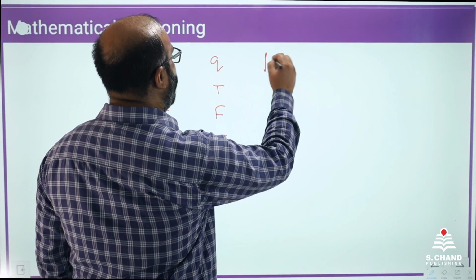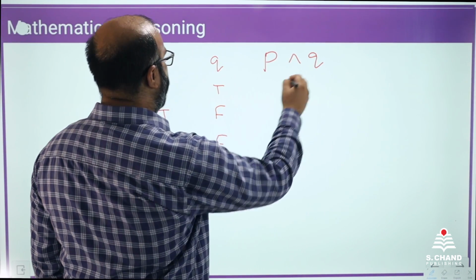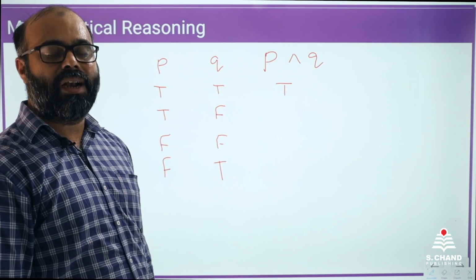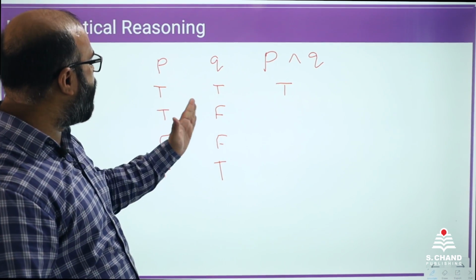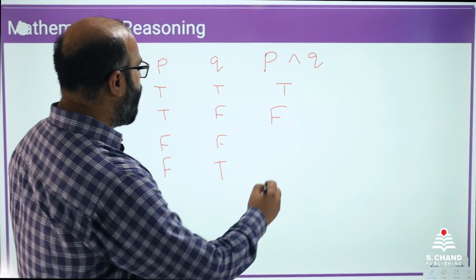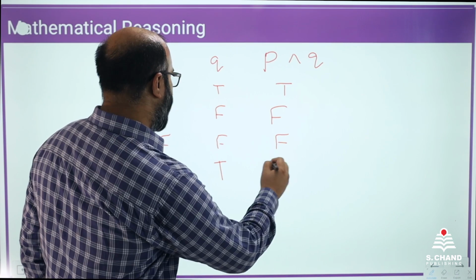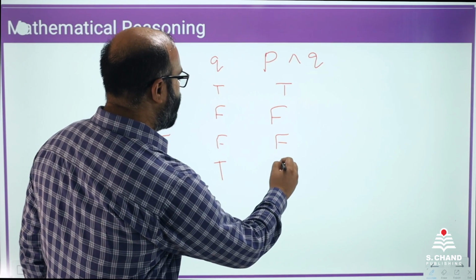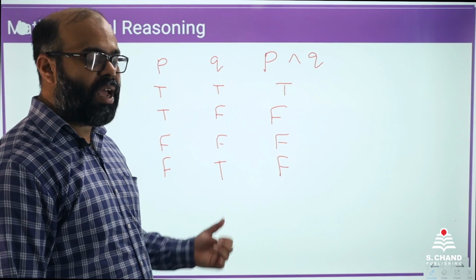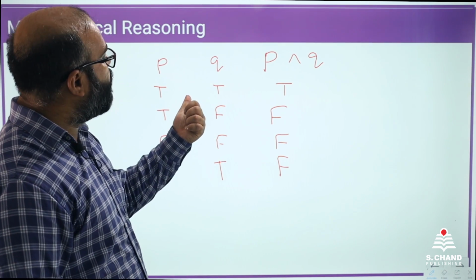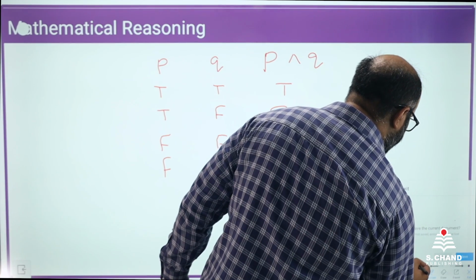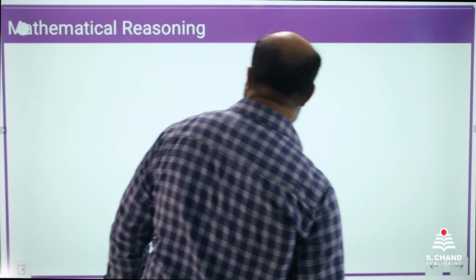So if we talk about P and Q, what would that be? True and true will be true. If two statements are individually true, then their "and" is also true. If one is true and another is false, then the combined statement is false. If both are false, then also it is false. And if again one is false and another is true, then it is false. So this is called mathematical reasoning, and this is called "and", which is the conjunctive operator.